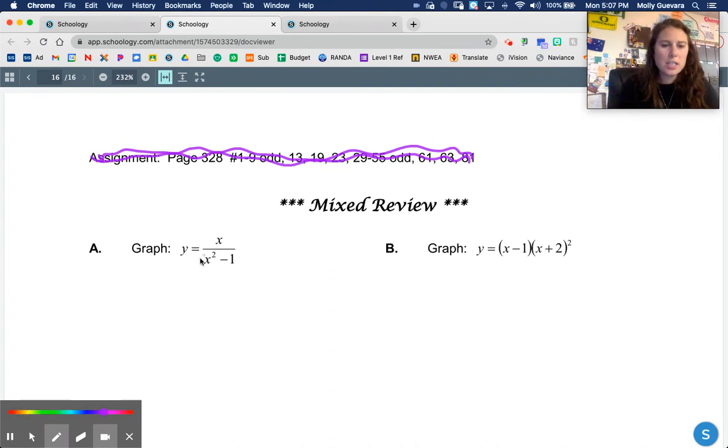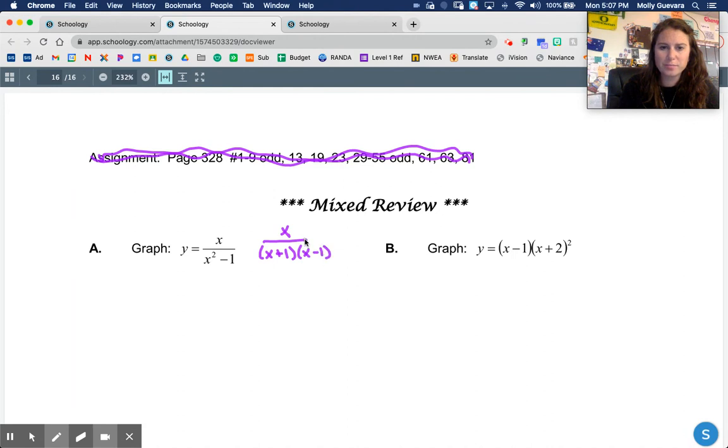Okay, so let's look at the first one. Here I have a rational function and I want to graph it. So the first thing I need to do is factor. The top is not factorable, but the bottom is a perfect square, so it factors to x plus 1, x minus 1. Now I need to go through and figure out all of these different things. I'm going to start with vertical asymptotes. Vertical asymptotes are zeros of the bottom, but not of the top. So this tells me I have a vertical asymptote at x equals negative 1, and I have a vertical asymptote at 1.